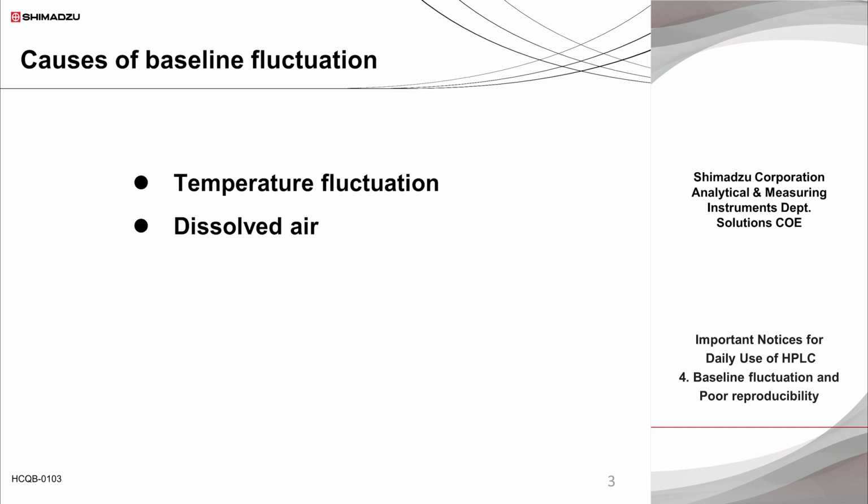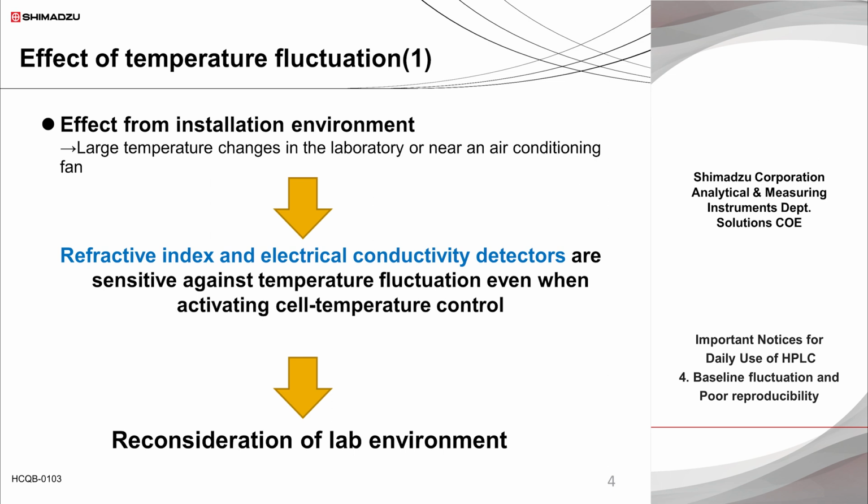Here we have the two main causes of baseline fluctuation. First, I will discuss the effect of fluctuation of room temperature. Considering the laboratory environment in which the HPLC is operated, baseline fluctuations tend to be significant when the employed detector is sensitive against temperature variation and is installed near an air conditioner or near a door where people frequently enter and leave the room. In such cases, it may be necessary to take drastic measures such as changing the location of the HPLC itself. We will look at specific examples on the next slide.